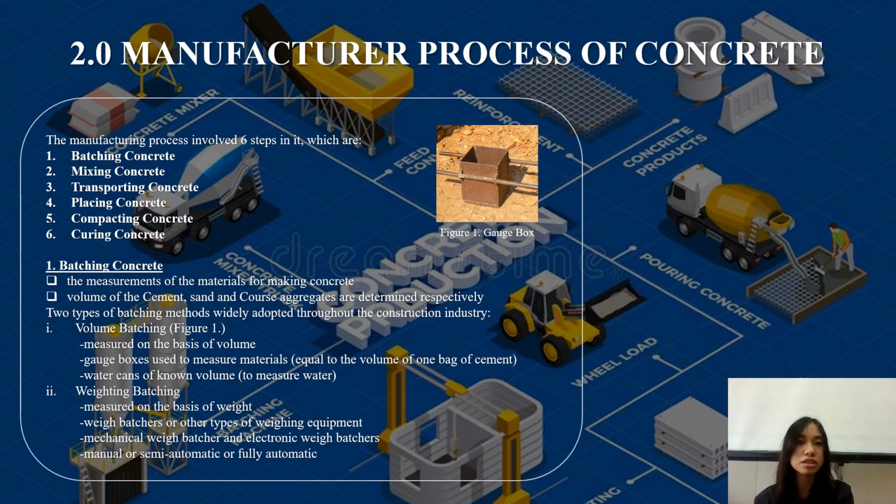For the mechanical weigh batcher, weight is measured using a spring and dial gauge arrangement, and it is widely used equipment in weigh batching. And for the electronic weigh batcher, an electronic scale and load cell supported by a hopper are used to measure the weight of the ingredients of concrete. It can be manual, semi-automatic, or fully automatic.